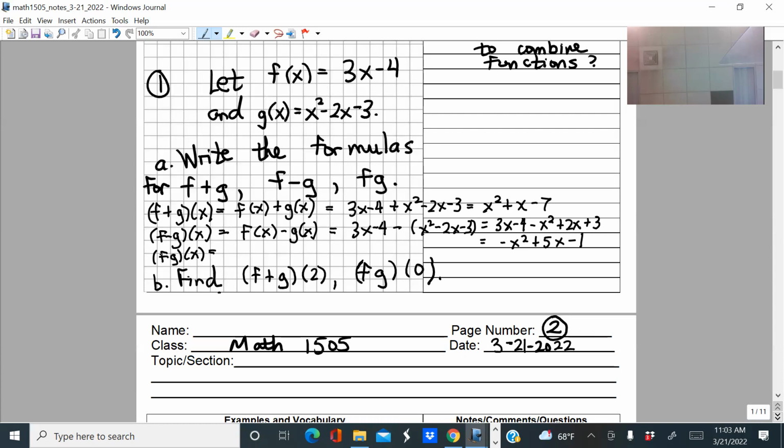So again, the name for this function is fg or f times g, but its formula you find by multiplying the formulas for f and g. So here you have to do some multiplication. That's going to be a little bit worse than addition and subtraction, right? So you take the 3x minus 4, there's the formula for f, and you multiply the formula for g, which was what? x squared minus 2x minus 3.